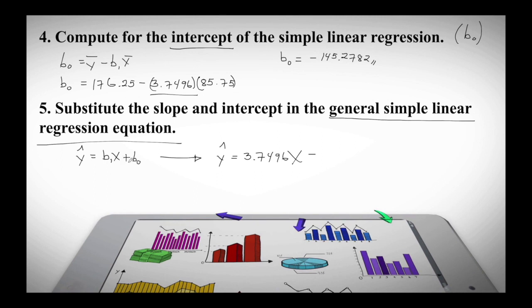Actually, this is plus. But why did I put minus? Because if you can check, the value of our b sub 0 is negative. So, it will be minus 145.2782. So, this is our general simple linear regression equation. This is our model for that problem, for the sales versus temperature problem.